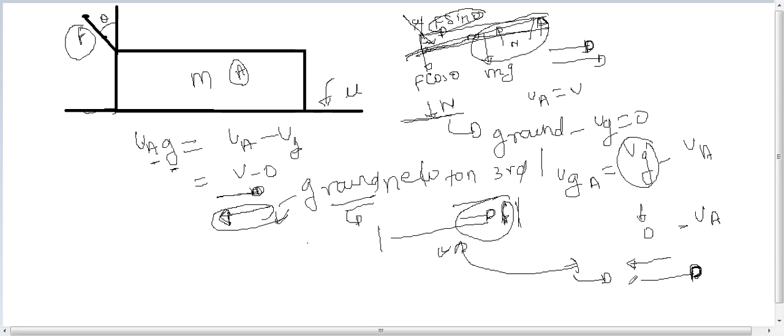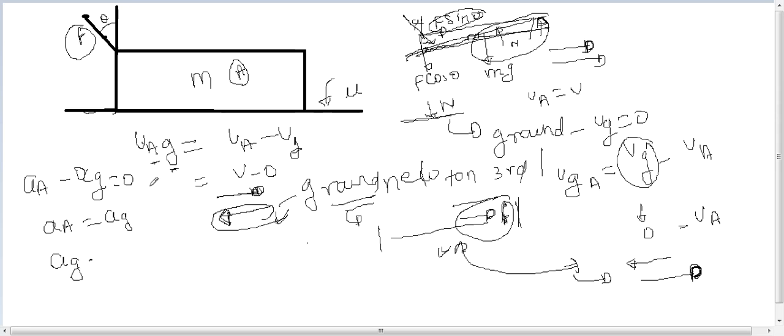Now guys, what is the function of friction? To oppose relative motion. There should be no relative motion. This means acceleration of A minus acceleration of ground should be equal to 0, so acceleration of A is equal to acceleration of ground. So what is the acceleration of ground?